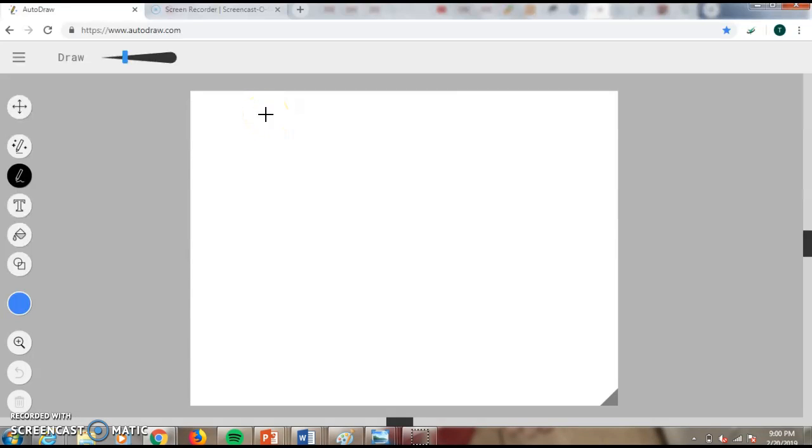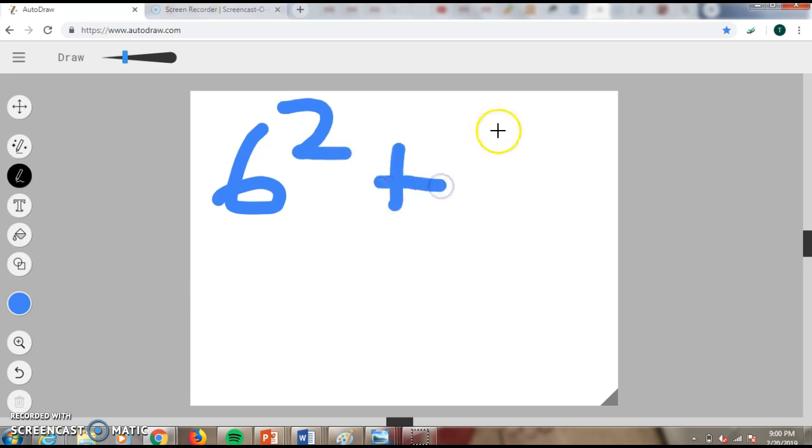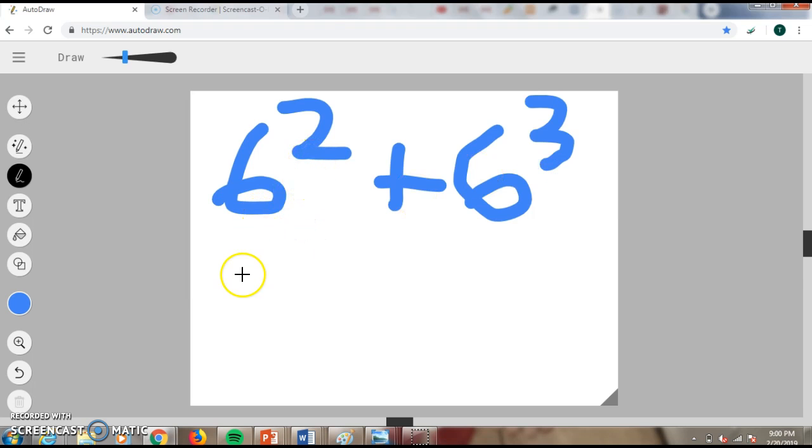Here's some review on exponents on some of the questions on the quiz. First one is 6 to the power of 2 plus 6 to the power of 3. So you would first square 6, which would be 6 times 6. Six squared, or 6 to the power of 2, 6 times 6, that would give you 36.